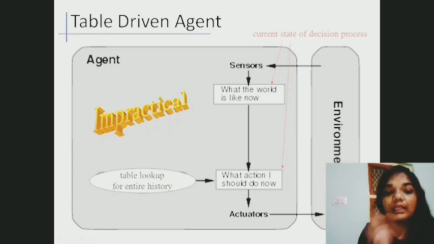So it will be looking in the table, and based on the table content only, it will take the action with the help of the actuators. So it will work very statically. So we can say that this is not used practically much. This table driven agent is basically impractical. Fine. Now let's see next.